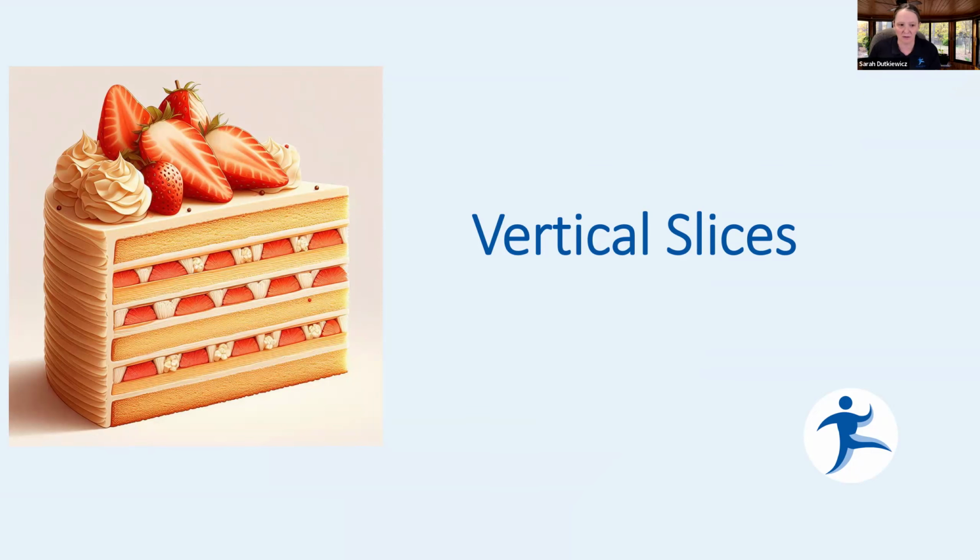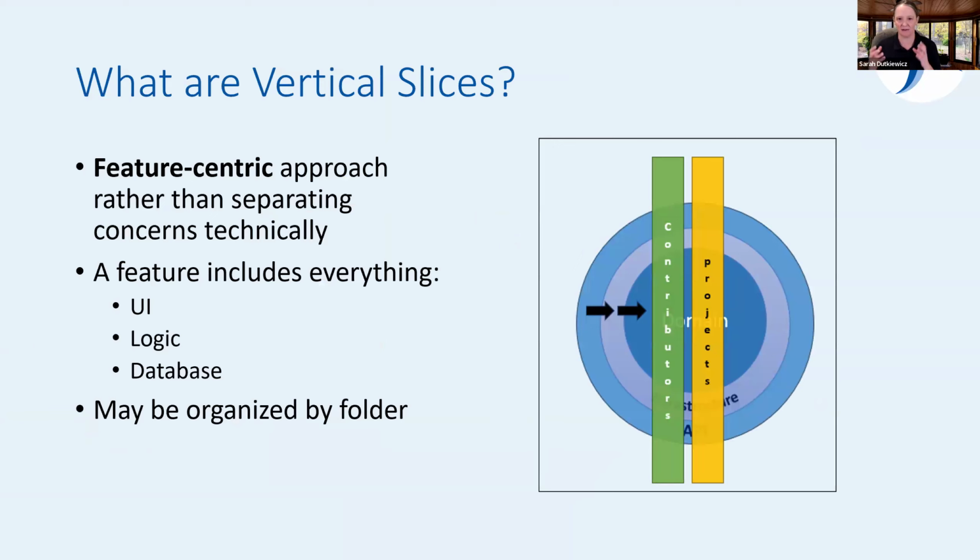So what are vertical slices? Think of them as a feature-centric approach. We're looking at things at their feature level rather than in their technical separation of concerns. A feature includes everything such as the UI, the logic, the databases. Typically, you'll see them organized in folders with the name of the feature.